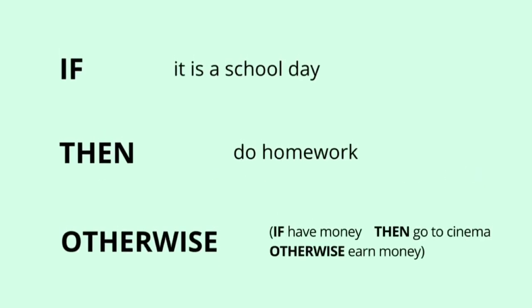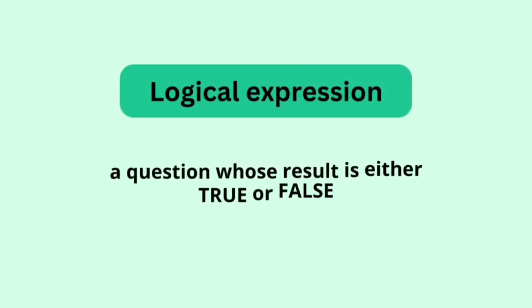And also decision. We often combine several branching algorithms. This helps us decide what to do by asking multiple questions. For example, we might decide whether we should go to the cinema. If it's a school day, then do homework. Otherwise, if have money, then go to the cinema. Otherwise, earn money. And logical expression.